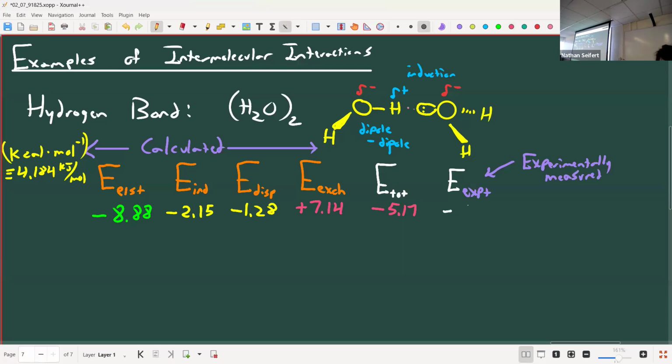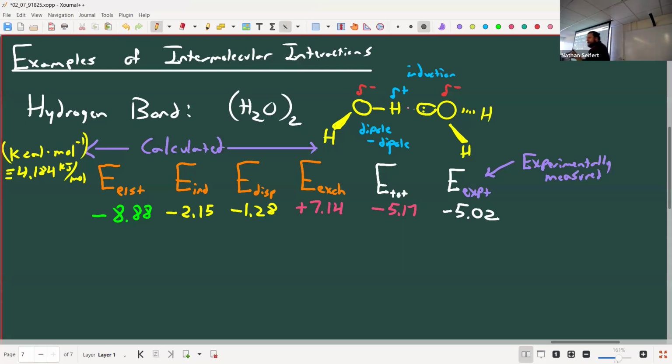The lit value is minus 5.02. Okay. So pretty good agreement, right? These calculations, by the way, only took me about 30 seconds. So really, really simple calculation. And so they get me pretty close to the correct data.